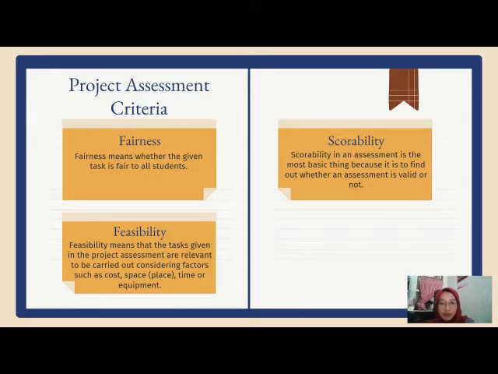Scorability in an assessment is the most basic thing because it is to find out whether an assessment is valid or not. This means whether the given task can be scored accurately and reliably so that the results obtained are also valid. In project assessment, a teacher must be careful in terms of scoring because indeed one of the most sensitive aspects of project assessment is scoring.